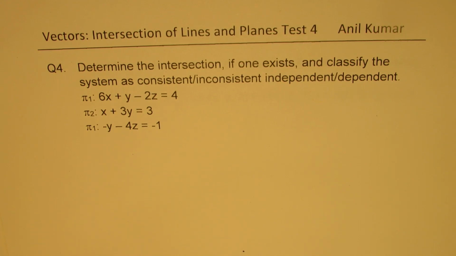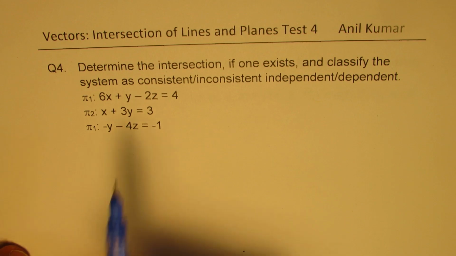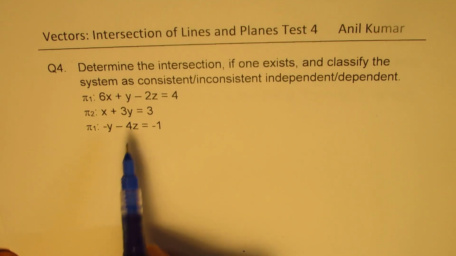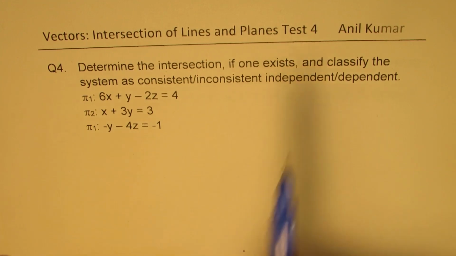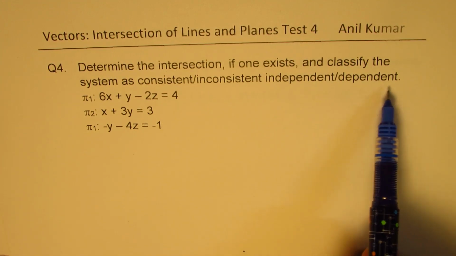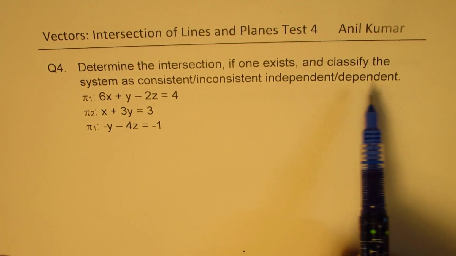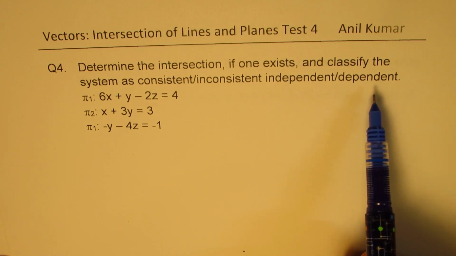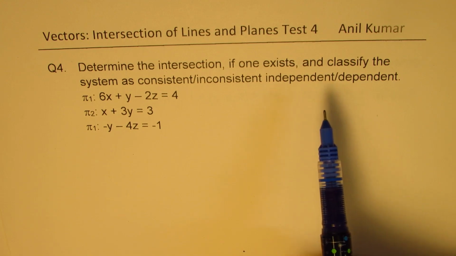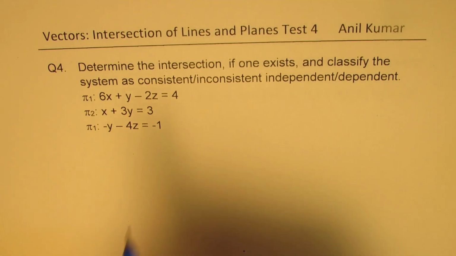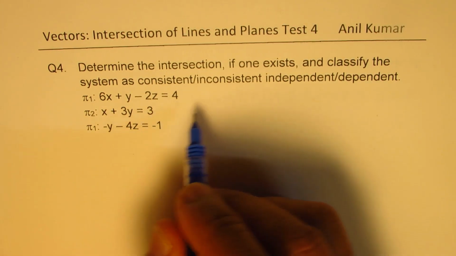Here is question number 4. Determine the intersection if one exists and classify the system as consistent, inconsistent, independent, dependent. So we are given an equation for 3 planes. If the solution exists, it will be consistent, right? Now independent and dependent means if we have the same planes or scalar multiples of normals, then they are dependent, otherwise they are independent, right? We'll use an augmented matrix to solve this system.